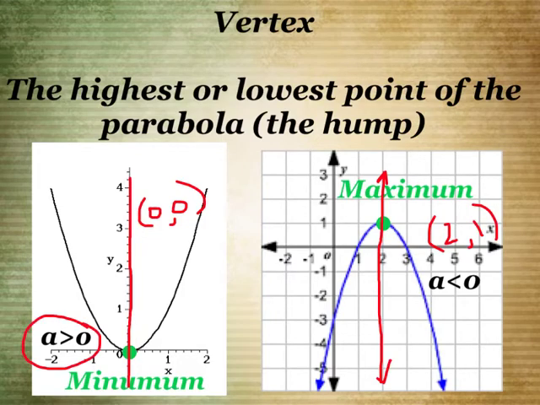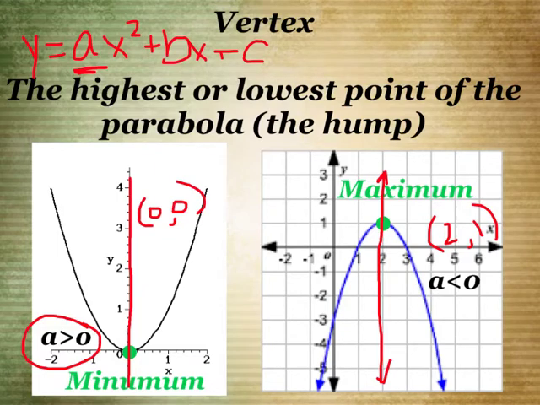A little hint for you guys. Whenever the a, remember our equation is y equals ax squared plus bx plus c, anytime that the a is a positive number, our graph will be open up. And anytime our a is a negative number or less than 0, our graph will be opening down.